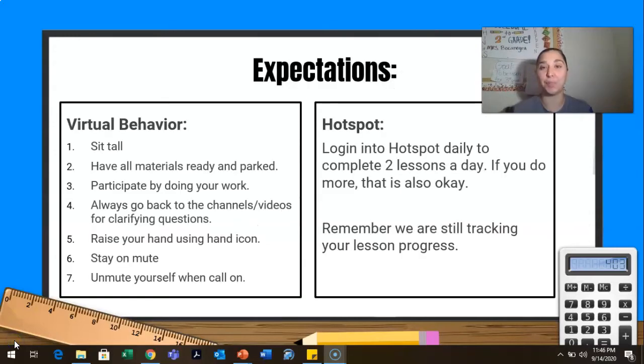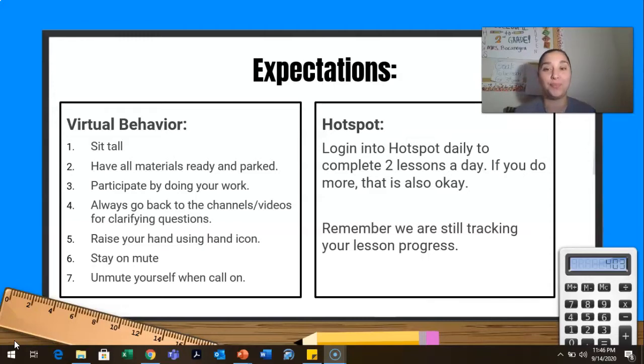Let's review our daily expectations. Make sure you're always sitting tall. You have all your materials ready in park. That you actively participate by doing your work. That you always check the channels and the videos for any clarifying questions you may have. That you raise your hand using the hand icon. That you always stay on mute. Only unmute yourself when you are called on or you have a question and we tell you to unmute yourself. And don't forget, after being a writer, you log in to Hotspot and you complete 2 lessons a day, boys and girls.